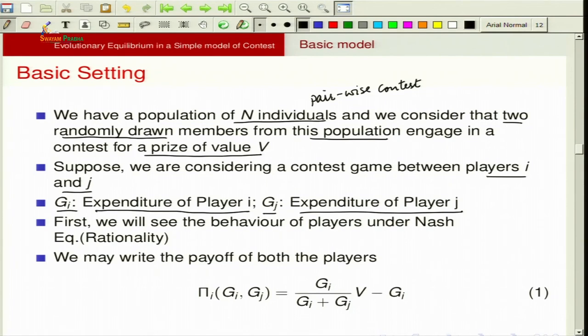Before going for the evolutionary equilibrium in this model, we will first find out the Nash equilibrium in this setting, just to see how their behavior looks if we follow the rationalist approach used in Nash equilibrium. Then we will go for the evolutionary equilibrium and compare both of them. With our discussion, it should be clear how the Nash rationalist approach is different from evolutionary game theory.